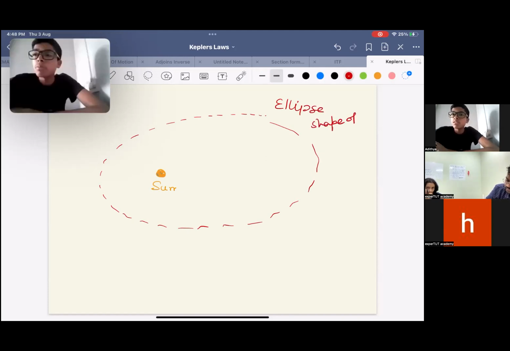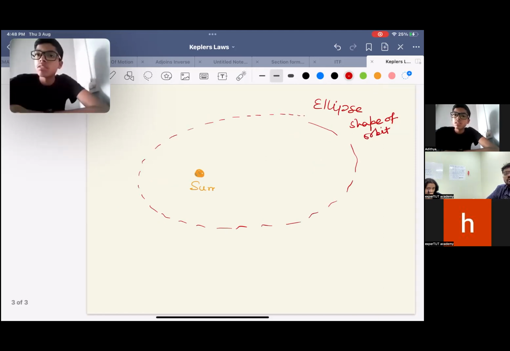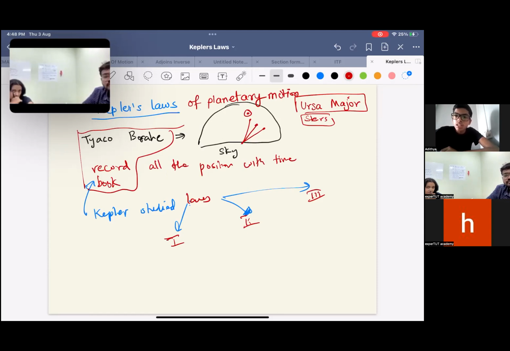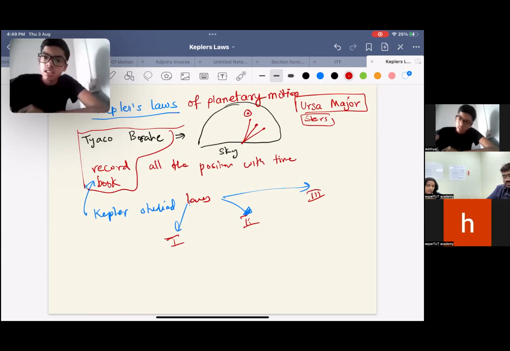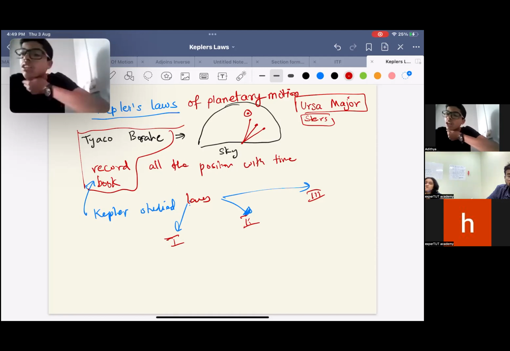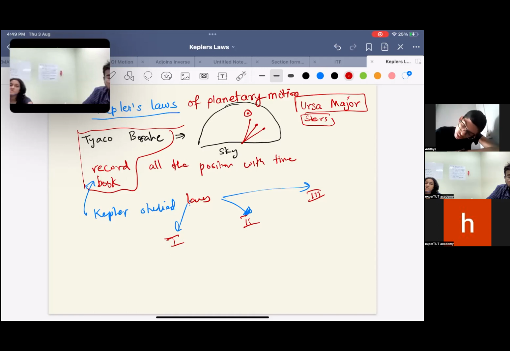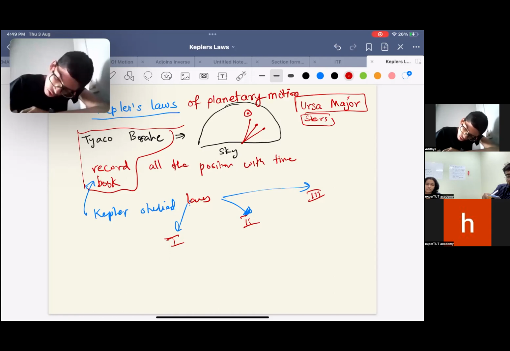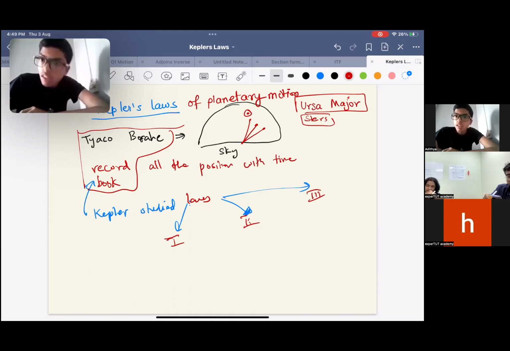Sir, could you go to the previous page? I was copying. Yeah. Can you see? Yeah. He made 3 laws for what? Planetary motion. Yes, sir, done.